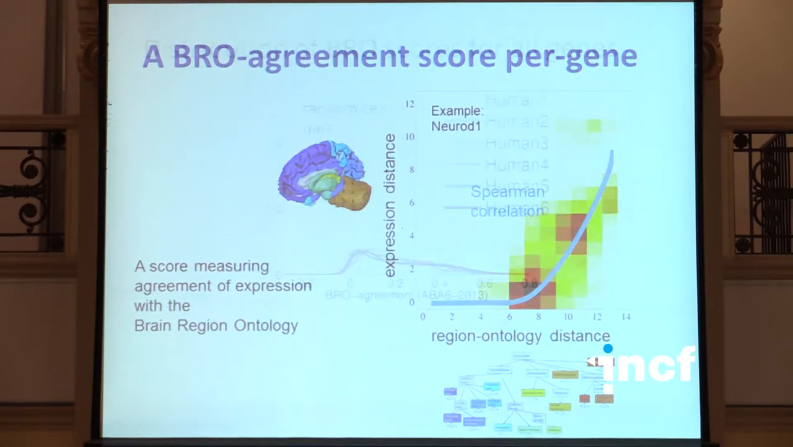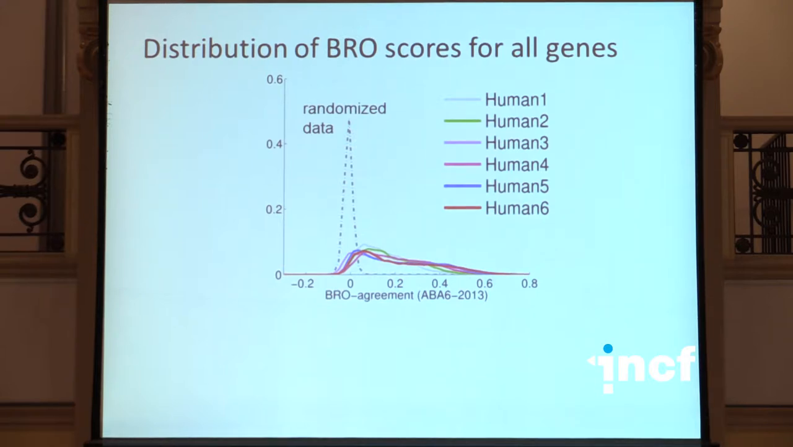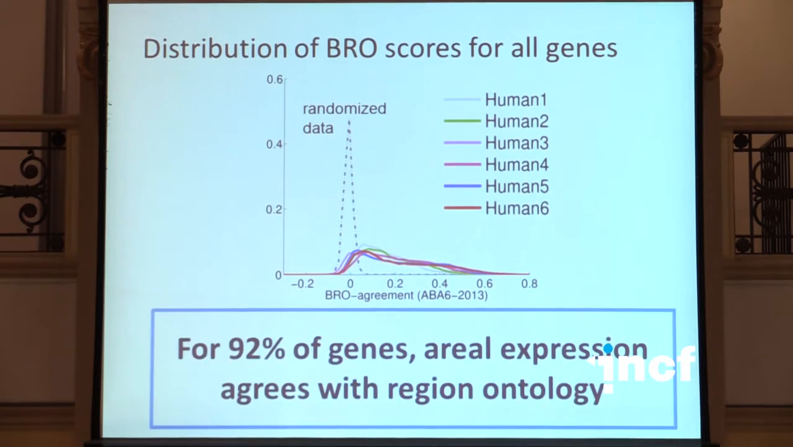Now we repeated that over many genes, over all genes. And what I'm showing you here is this distribution of this score, which we call the brain region ontology agreement score. Each curve here corresponds to another donor, and it is compared with the shuffled data. So what we find here is that in practice, almost all genes, like 92% of the genes, have a significant agreement with the brain ontology. So this is interesting because it means that when you look at the expression level of a gene, it actually reflects the embryonic origin of the region where you measure the gene, not only the function of the gene. So you should take that into account.